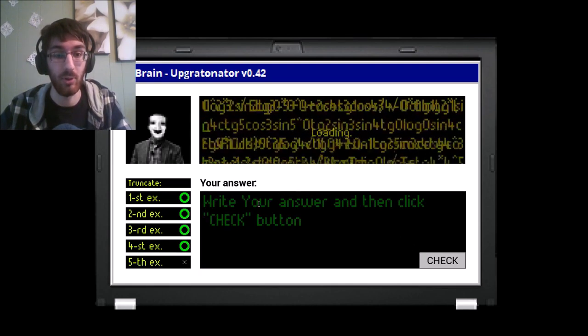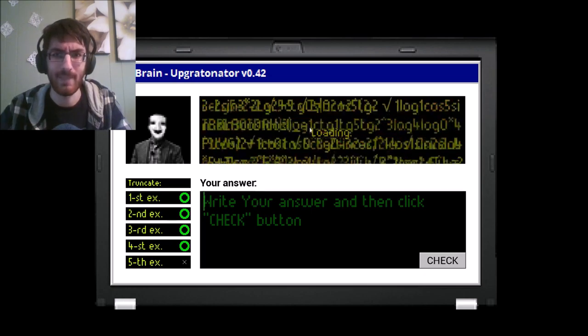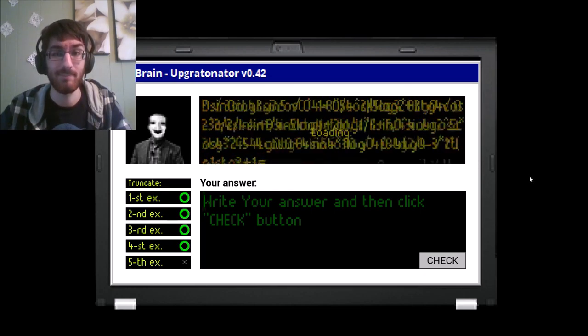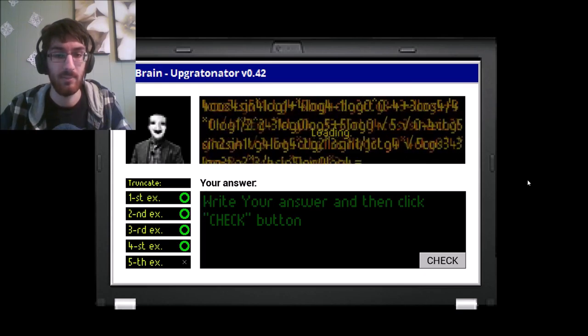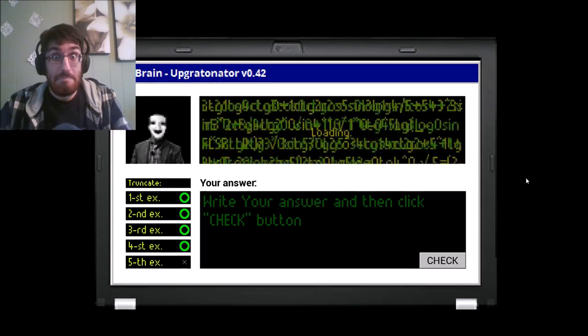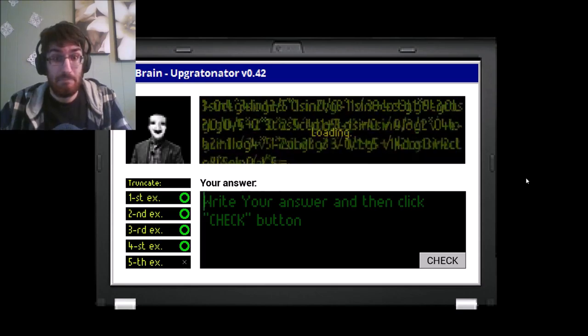Oh, here we go. Number 5. Solve this fifth example. All glitched. Also, school has few people, so take a walk in school and meet them. They will be very glad to you.